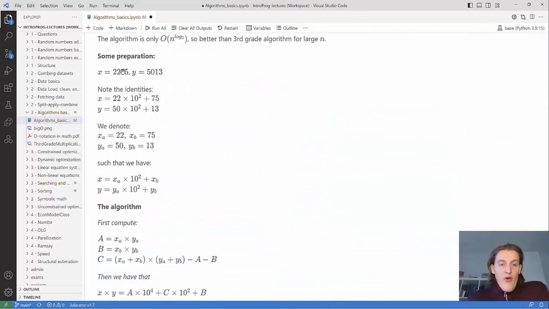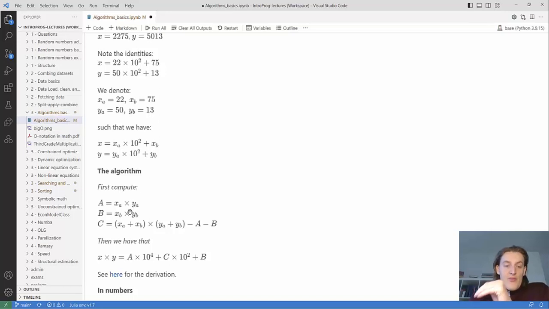So we have the same example as before. We want to multiply this number, now we just call it x, with this number, y. We do a little rewriting, where we split the number into 22 times 100 plus 75, and 50 times 100 plus 13. And then we can denote these numbers as xa and xb, and ya and yb. You can write them up like this. So this is the same number, just with letters instead of numbers.